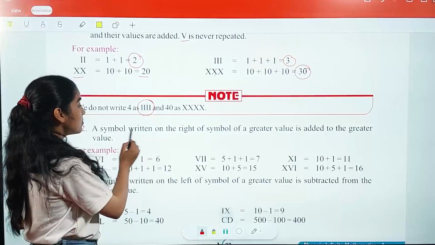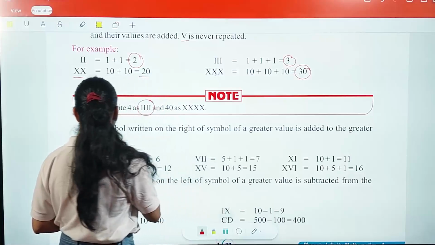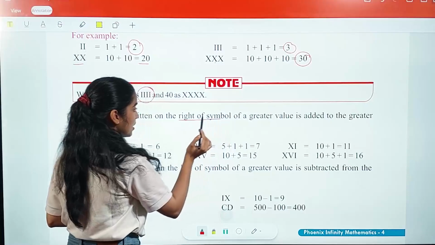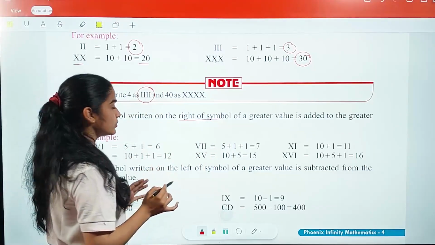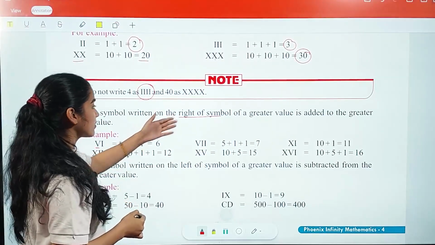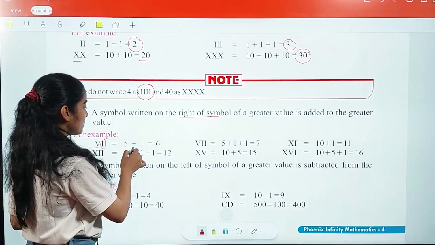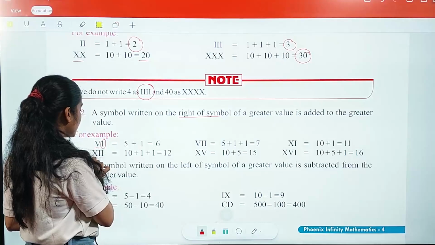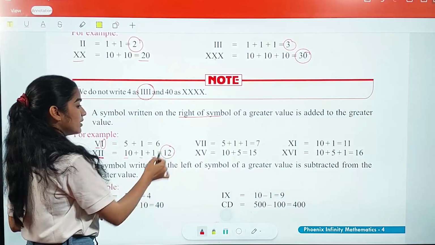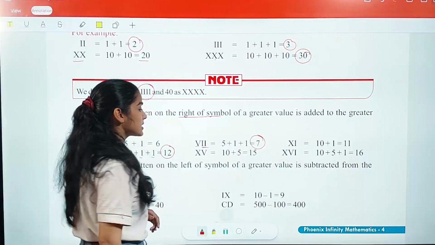For this, a symbol written on the right of a symbol of greater value is added to the greater value. For example, we have V, and on the right side is a smaller symbol compared to 5, so 5 plus 1 is 6. Next we have 10 and small I and I, so 10 plus 1 plus 1 is 12. Then we have V and smaller numbers I and I, so this will be your 7.